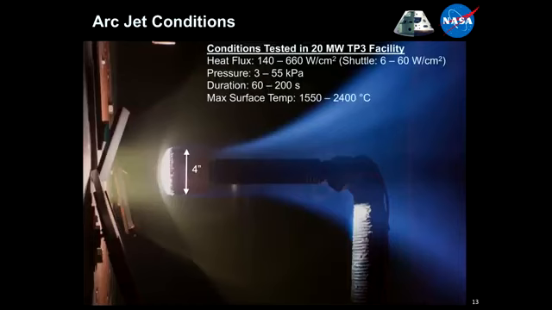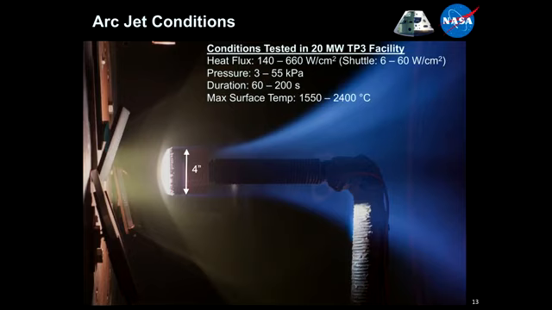This chart summarizes some of the initial testing we did with 3D MAT. We've actually done a lot more beyond this, but this was the initial work done in these first 3 years. We tested in the 20 megawatt facility at NASA Ames, heat fluxes up to 660 watts per square centimeter. For folks that may not know, I can use the space shuttle as a reference. That achieved the highest of 60 watts per square centimeter, a factor of 10 lower than what we're looking at for this mission. And that was achieved on the wing leading edge.